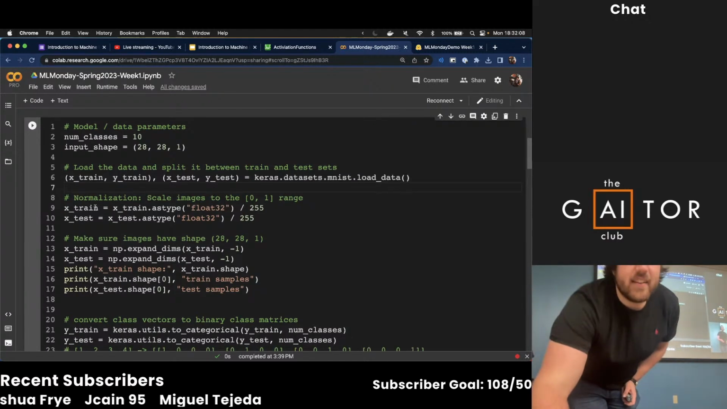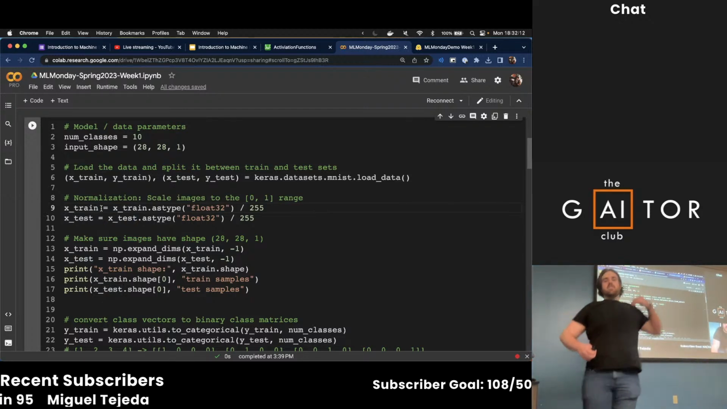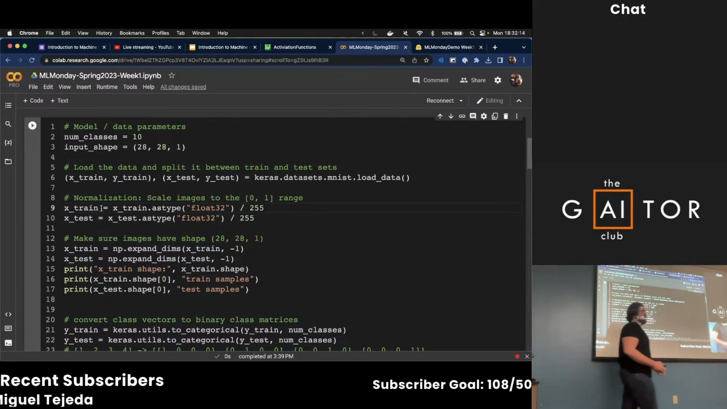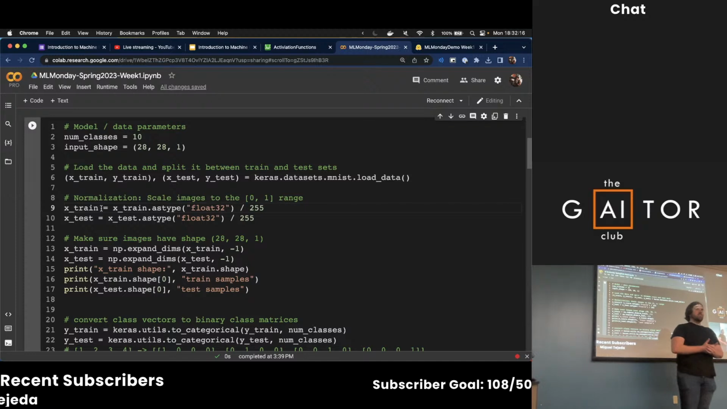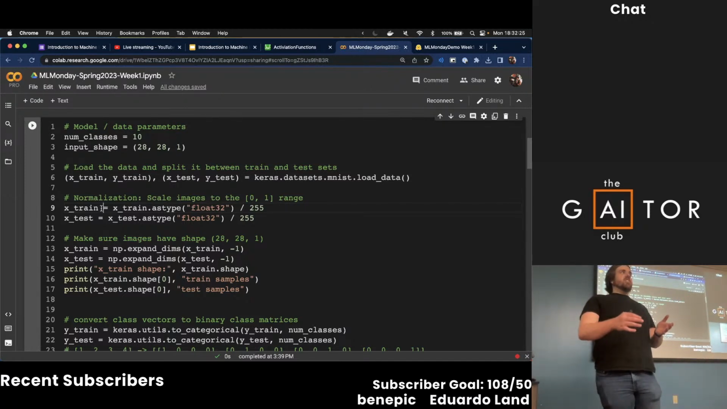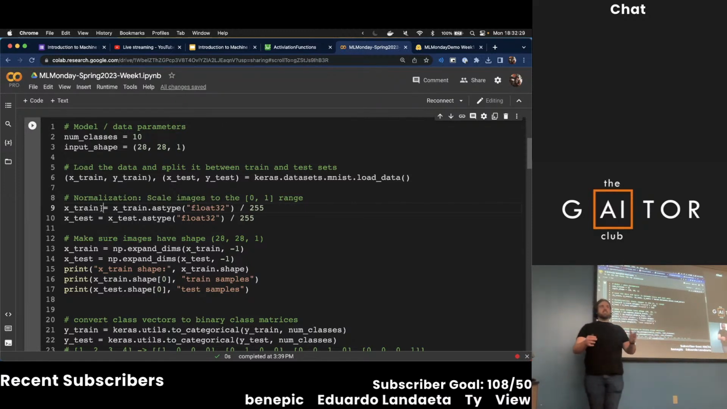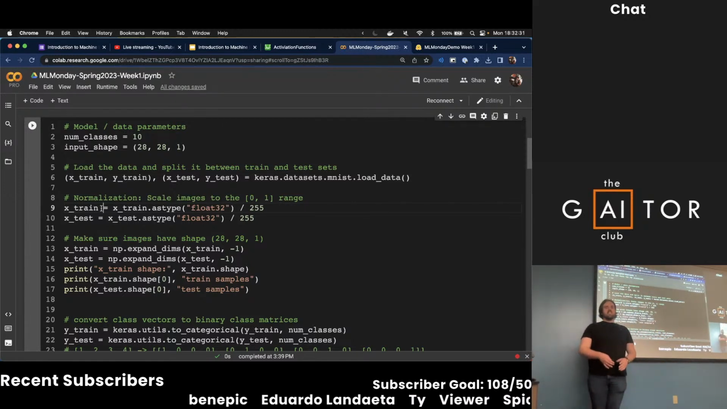And we basically take both X train and X test, and we divide them by 255. Can anybody tell me why we divide them by 255? Yes. Because you need a decimal, essentially, right? Yes, because since a pixel's value is between 0 and 255, we divide it by 255 to get the value between 0 and 1. So we're basically normalizing it.